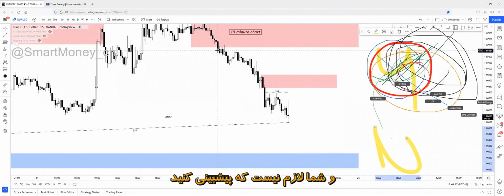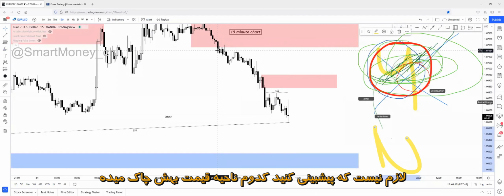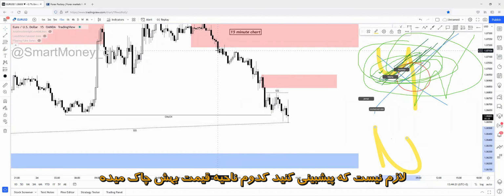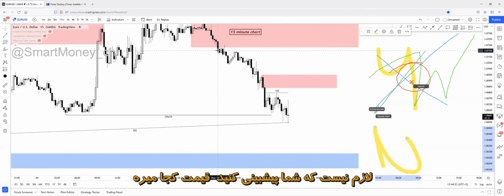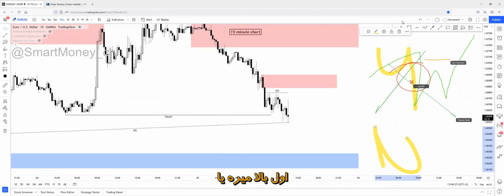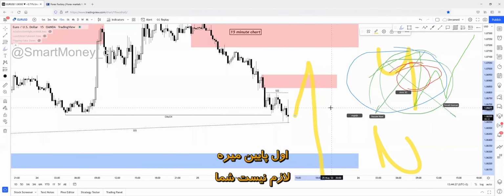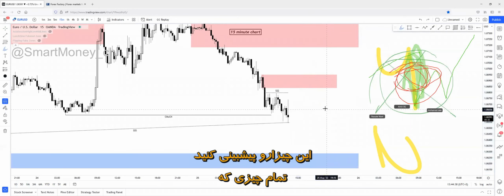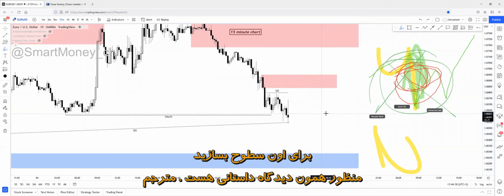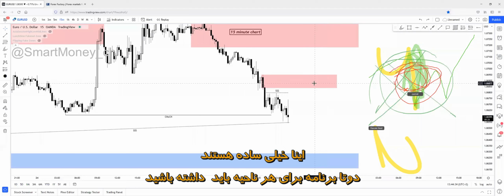You don't have to predict which zone will hold. You don't have to predict which zone has a price to change character. You don't have to predict where price will go, if it will go to the upside first or if it will go to the downside first. You don't have to predict these things. All you have to do is mark your zones and build a plan for those zones. And these plans are simple too.